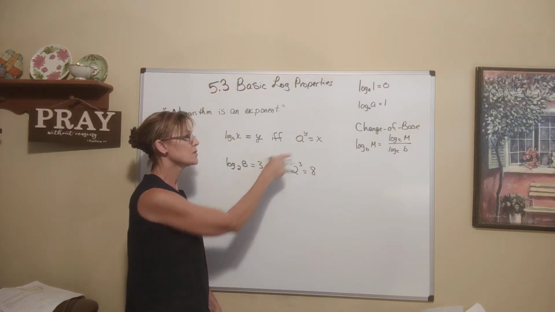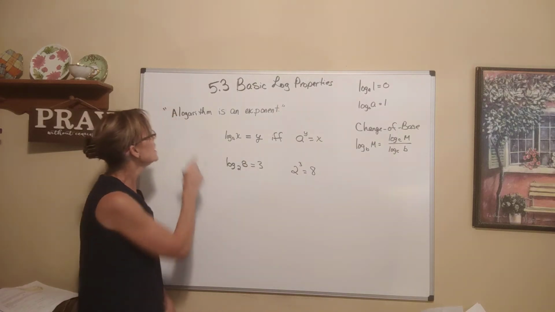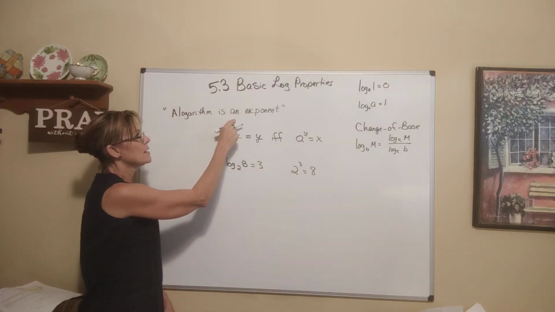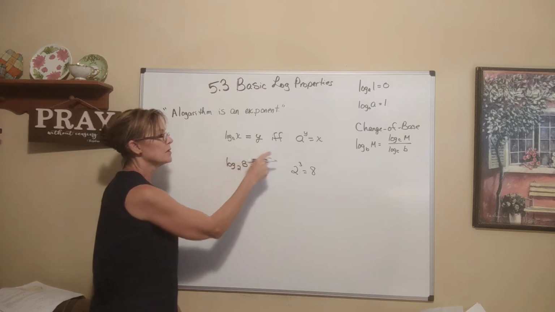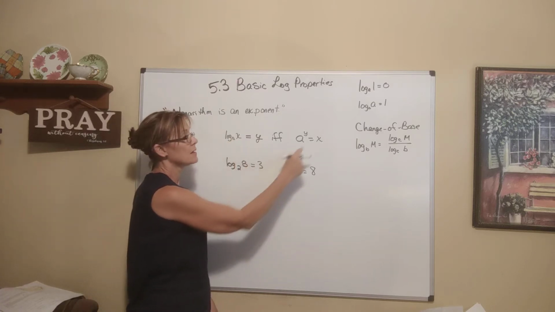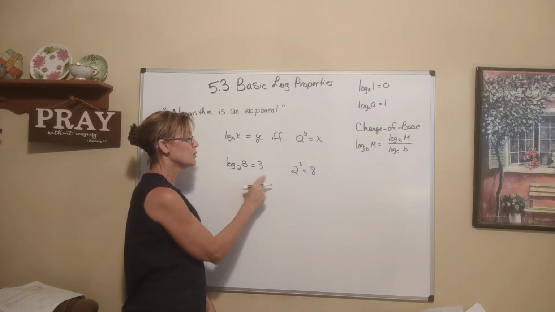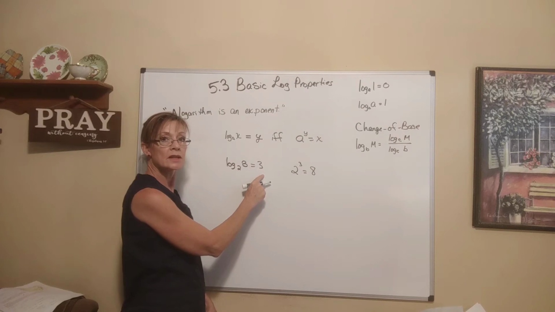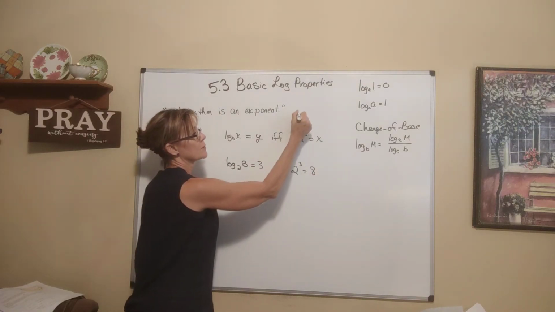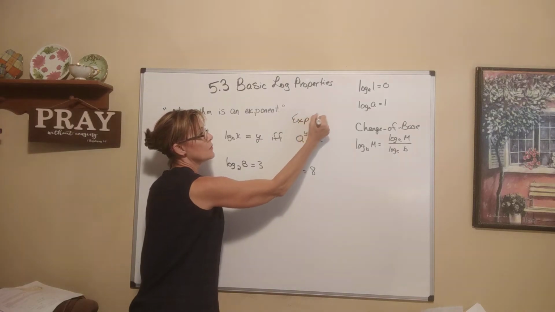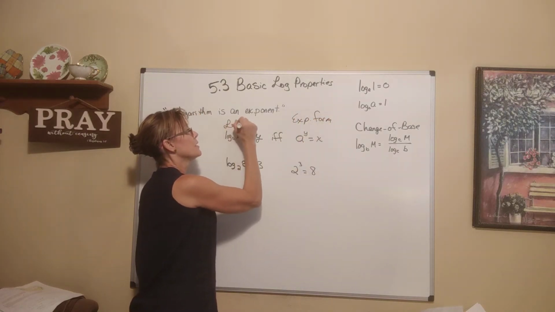Sometimes I write this down just to help me find my way through this. So let's read this again. A logarithm is an exponent. A logarithm equals an exponent. Do you see where the y ended up? It ended up in the exponent. Do you see where the 3 ended up? It ended up in the exponent when I wrote it in exponential form. So this is exponential form, and this is logarithmic form.